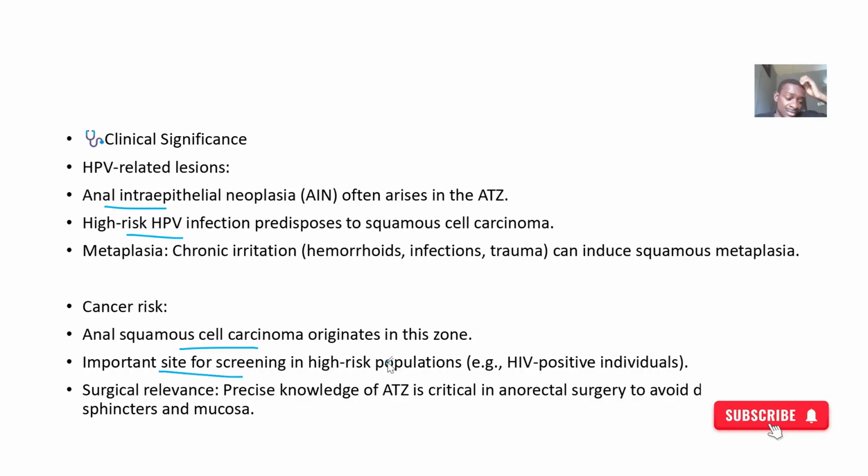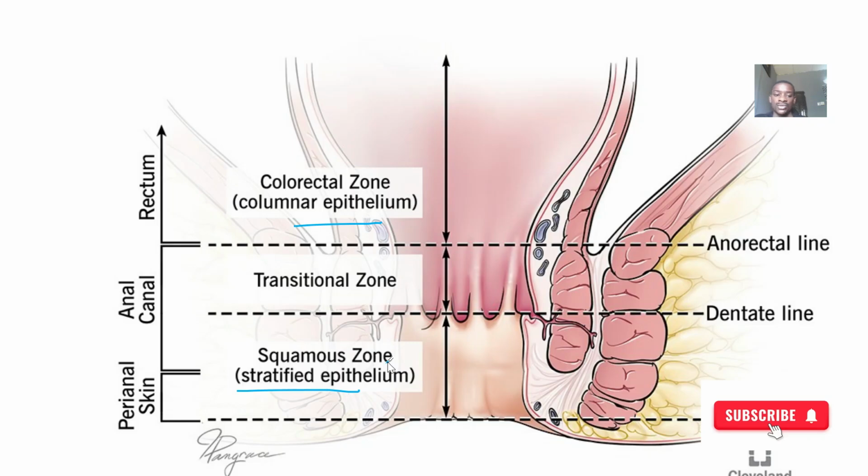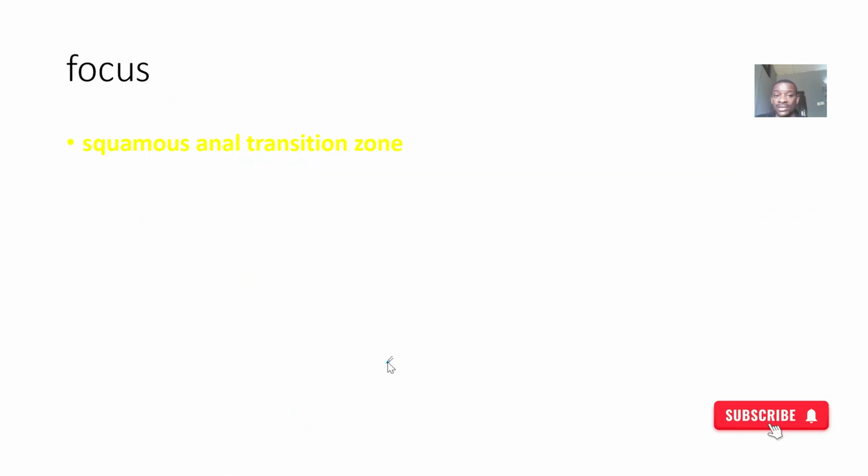If people that are HIV positive have sex through that side, you can also pick up HIV infections through that side. So this is what an anal transition zone actually is, an epithelial transition zone.